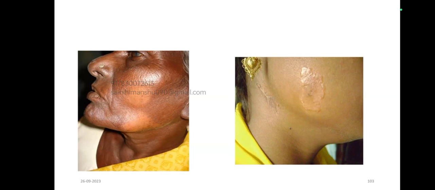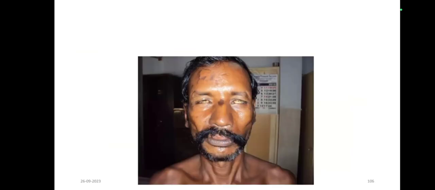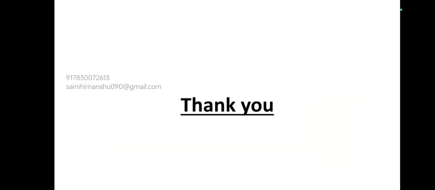I will show you a few pictures. Please note these pictures. These are all indications of leprosy. See the face, eyes, nose, and cheeks, fingers. The ulnar nerve should never be missed. The palsy. So with this, I conclude my session.